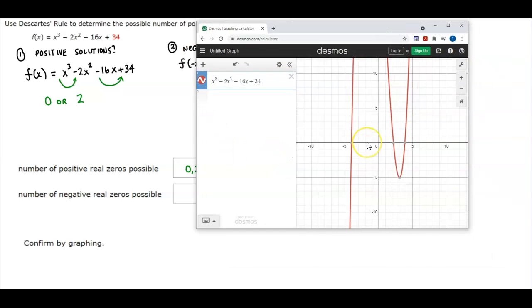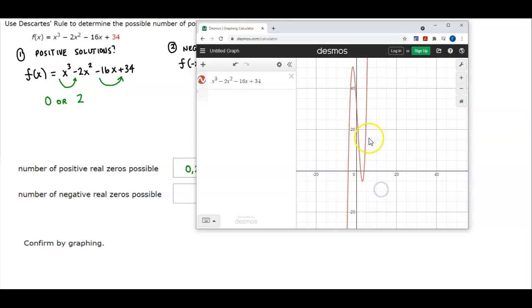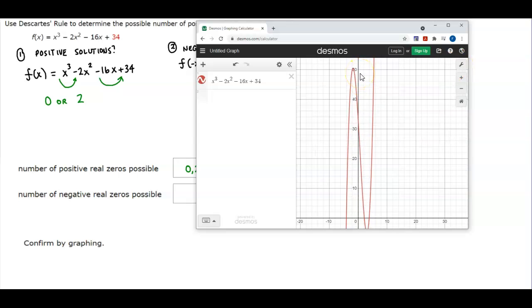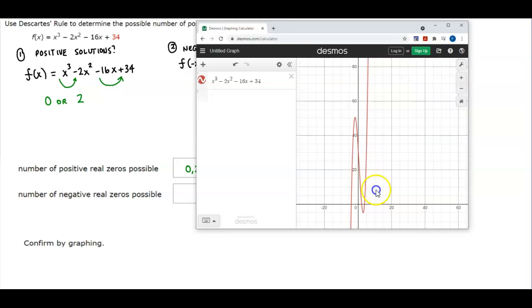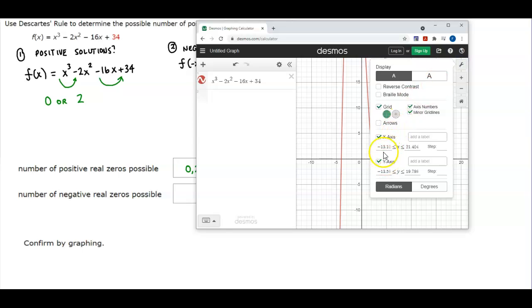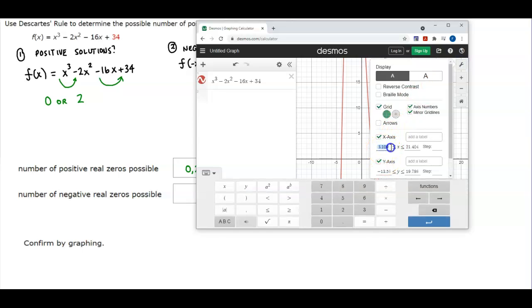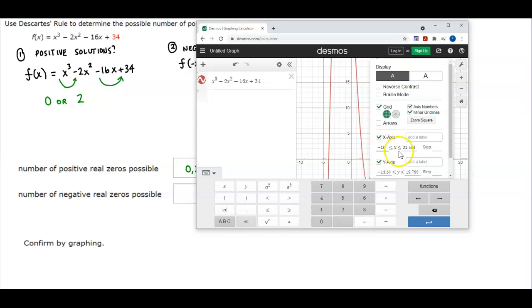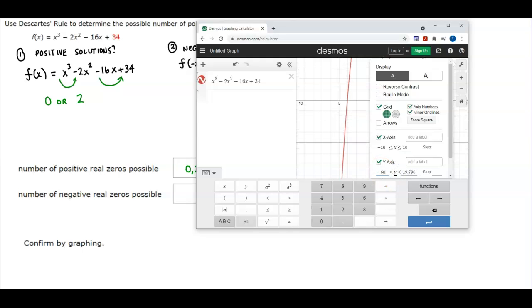Okay, so we want to be able to see the whole picture here. So maybe we need to change up our settings. This looks like it goes all the way up to, let's say, 50. So let's go ahead and put in our x-axis. It's going to go between negative 10 and positive 10. And then let's use negative 60 and then positive 60.